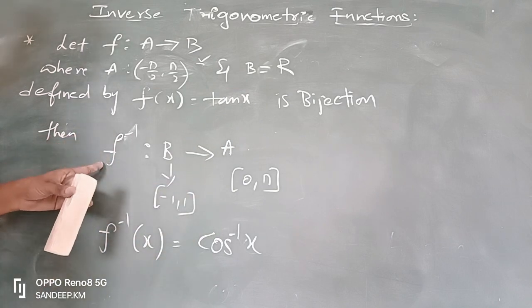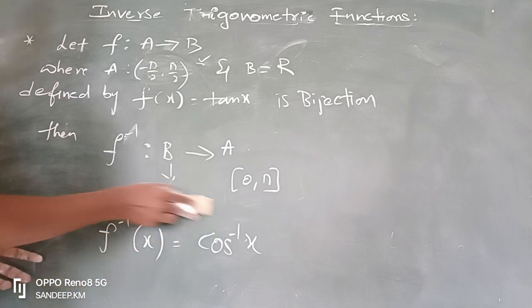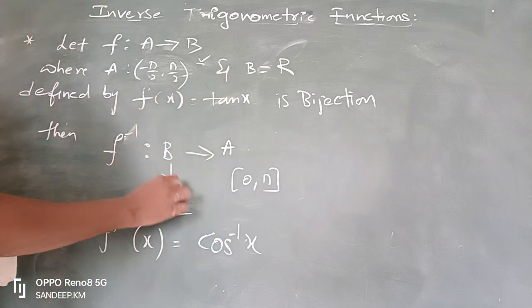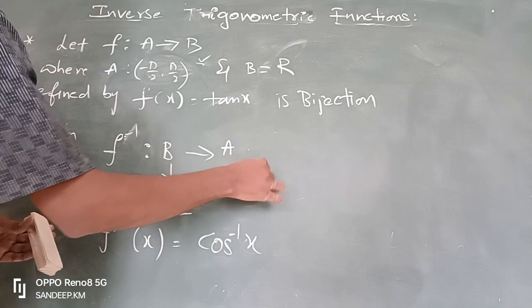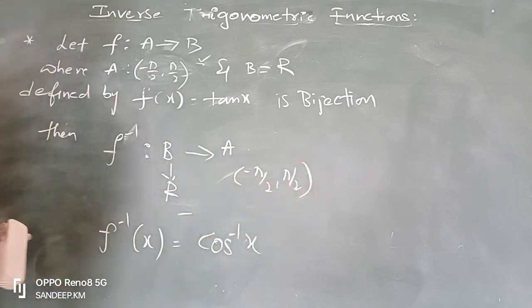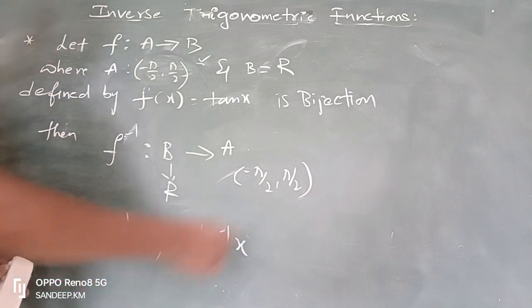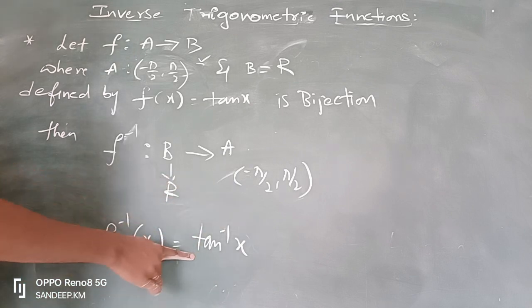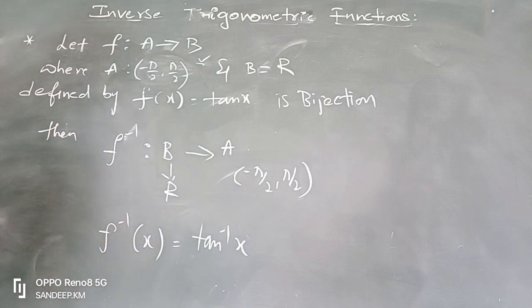Therefore, its inverse exists, and f inverse is from B to A. So what is B? B is any real number, and A is between minus pi by 2 comma pi by 2. And what is the inverse function of tan x? The inverse function of tan x is tan inverse x. So for the function tan inverse x, the domain will be any real number and the codomain will be minus pi by 2 comma plus pi by 2.